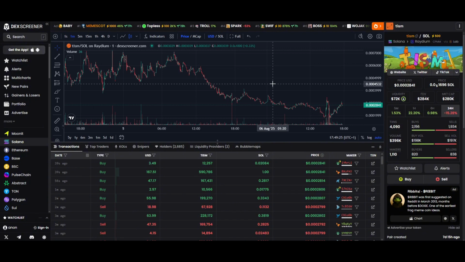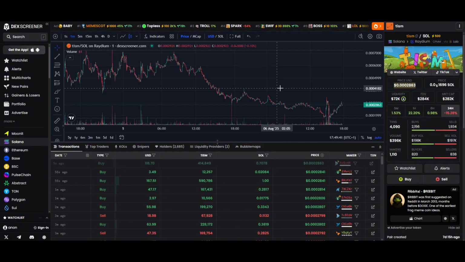Then number four is looking at the socials, the community. And number five is obviously your entry, whether you want to plan to DCA in or if you're just going to buy a massive dip, put a limit order, etc. So first of all, let's look through what the token is.